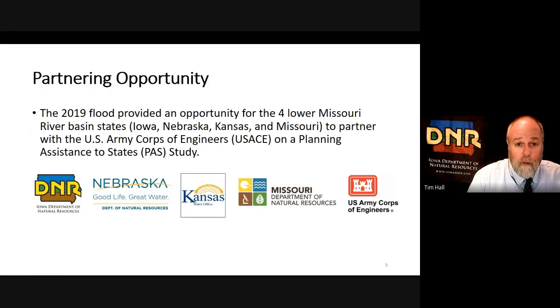collectively in person before the pandemic and then virtually since then to push this project along. And this is a PAS, Planning Assistance to the States project, where the states and the Corps are partnering in financial resources and staffing for the project. So it's very much a project where the states are in the driver's seat as much as the Corps is.